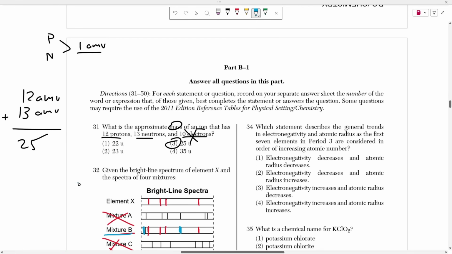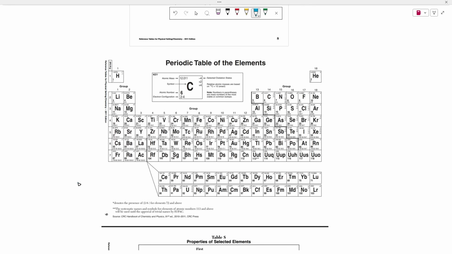Number 34 asks, which statement describes the general trend in electronegativity and atomic radius as the first 7 elements in period 3 are considered in order of increasing atomic number? All right, so if we look at the periodic table of elements, the atomic number is this bolded number down here. And if we look at the period, remember, periods go left to right. Okay, so if we're looking at period 3, it's this whole line going left to right like this.